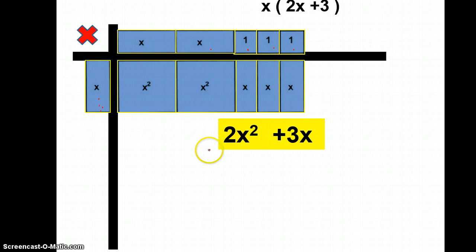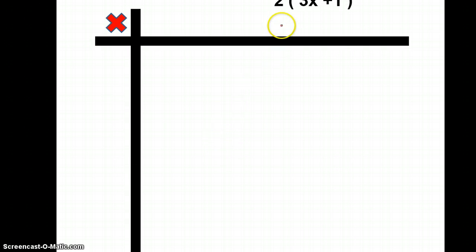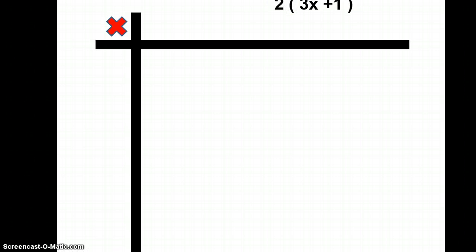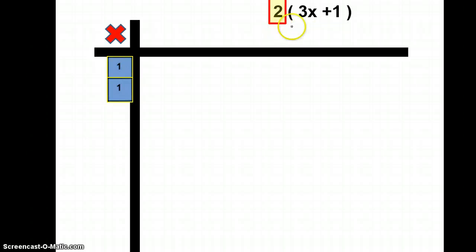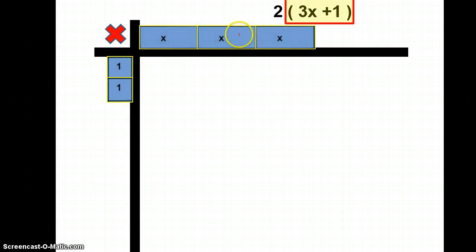Let's try another example, now that we got that squared away. If you just give me a second to move that up. All right, let's continue. So I have 2 times parentheses 3x plus 1. So let's do that. Give me 2 units right there. All right, 1, 2 times 3x plus 1. So that's 3x. I need 1, 2, 3 x's and a 1. Plot that right there.